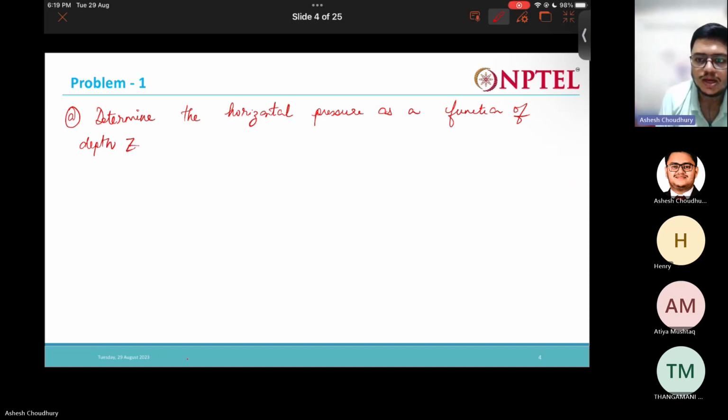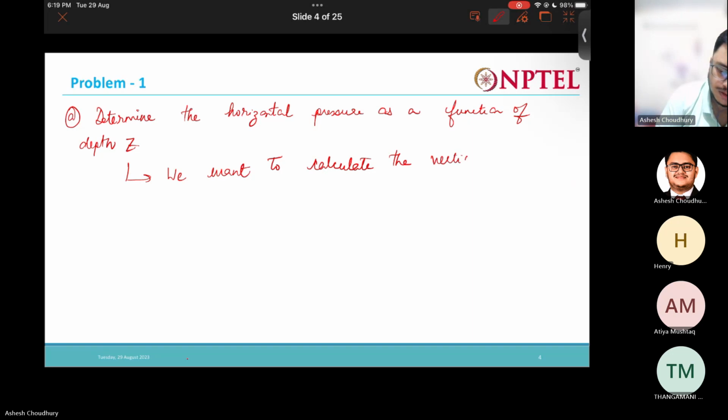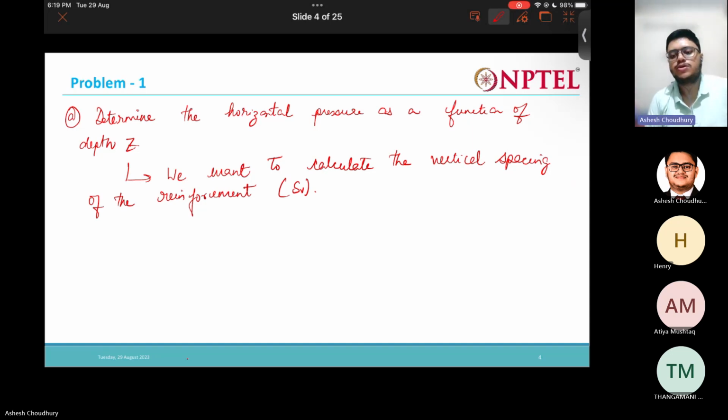That's it. Okay. And why are we determining this horizontal pressure? Actually, what we want is to calculate the vertical spacing of the geotextile layers. So the first step is to calculate the vertical spacing of that layer. Okay. So what will be K?